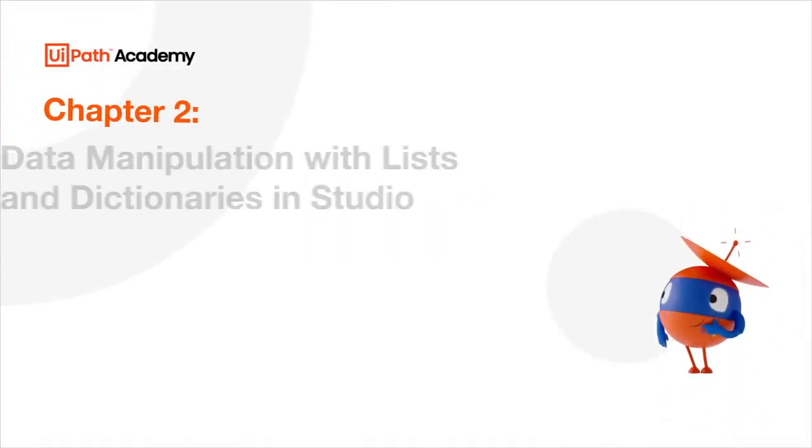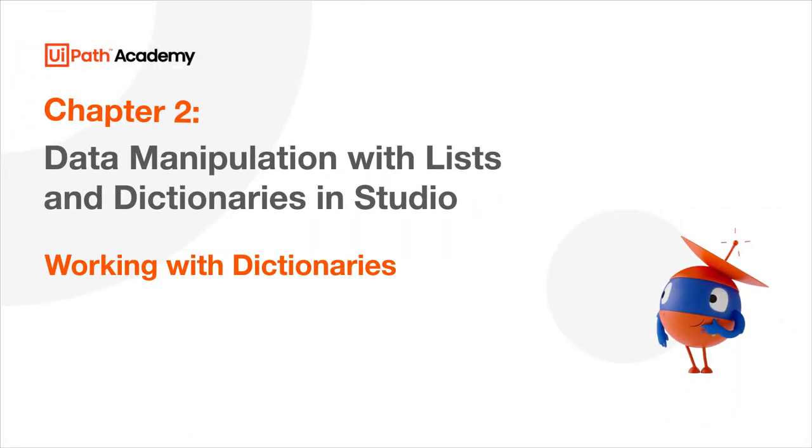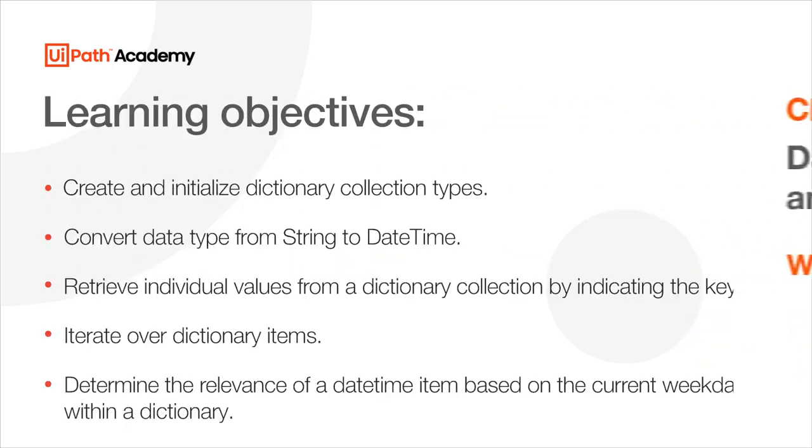Hello, and welcome to this demo where we'll learn to use dictionaries in our automation processes. In this video, we'll learn how to create a dictionary with usernames as keys and their birth dates as values. We'll use both of them with string as the type. Next, we'll convert the birthdays to the date-time type.